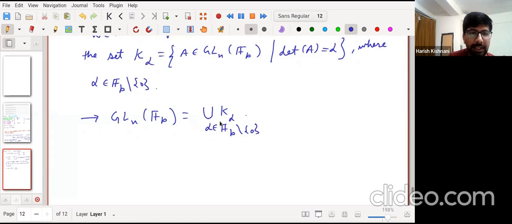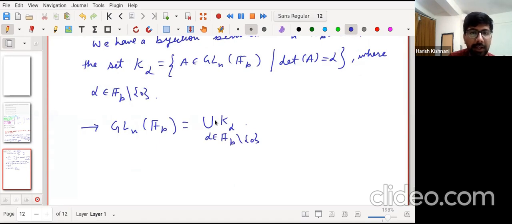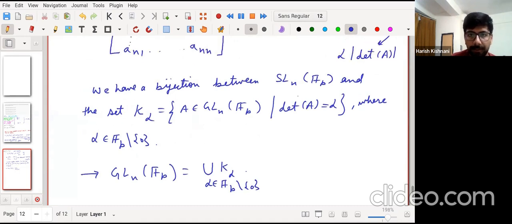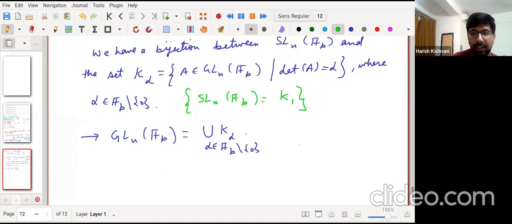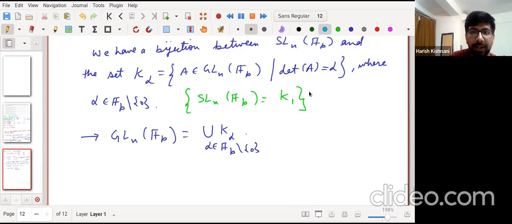And we have seen that all these sets have the same cardinality. Why? Because they are all in bijection with the set SL_N(F_p). SL_N(F_p) is nothing but K_1, so all these sets are in bijection with it. And their intersection is empty, right? A matrix cannot have determinant alpha and beta if alpha and beta are different.